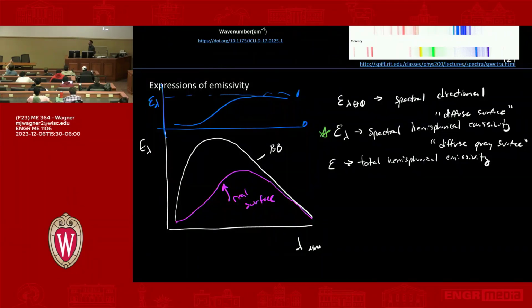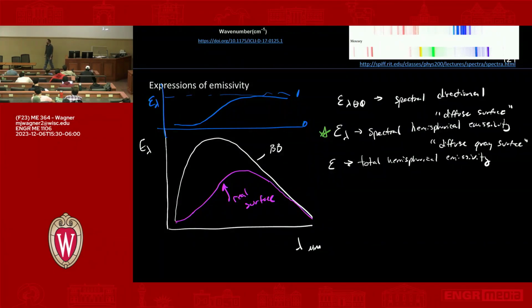Okay, I'll stop for a second. Any questions? Yeah? On this graph, is there a way that the real surface could have a higher emissivity than a black body? Yeah, it's a good question. So could the real surface ever have a higher emissivity than the black body?